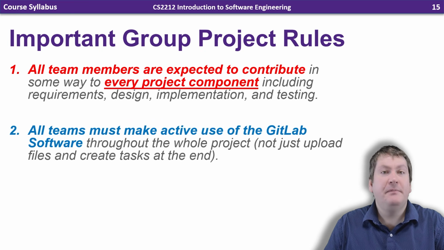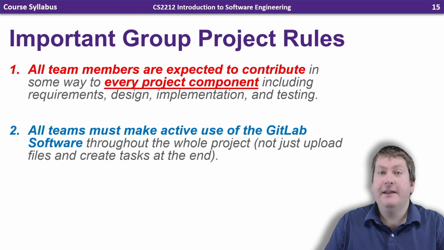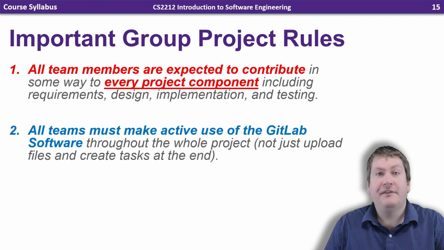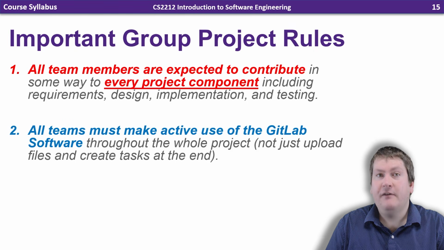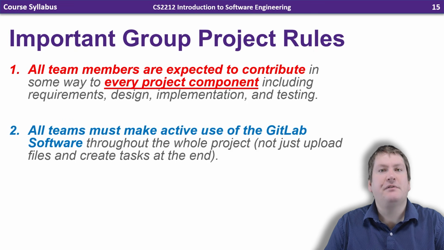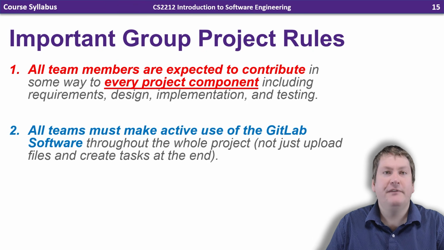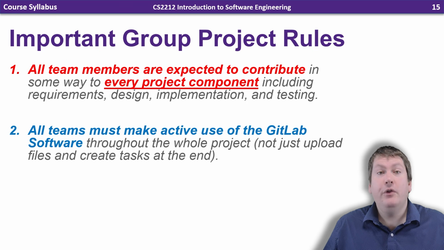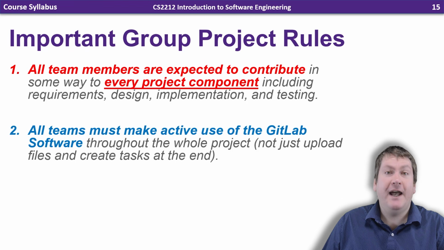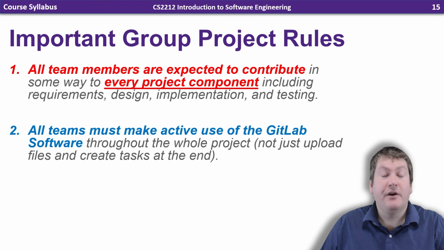Next, all teams must make active use of the GitLab software. As I mentioned, GitLab will be one of the software packages that we're using in this course, and your team is required to use the GitLab system provided to you by Western. So you have to use your Western accounts on Western's copy of GitLab. You can't use somewhere else. And all the work you do in the project has to be on GitLab.